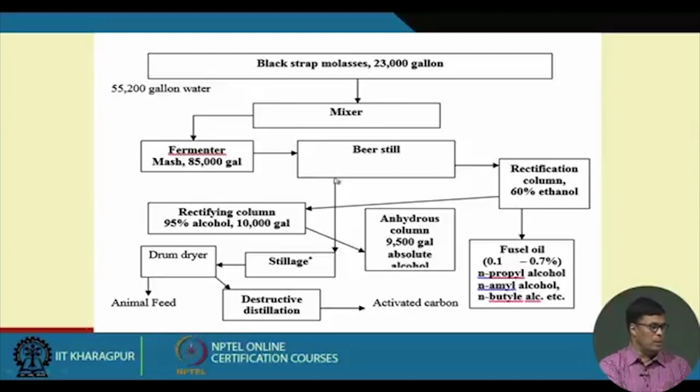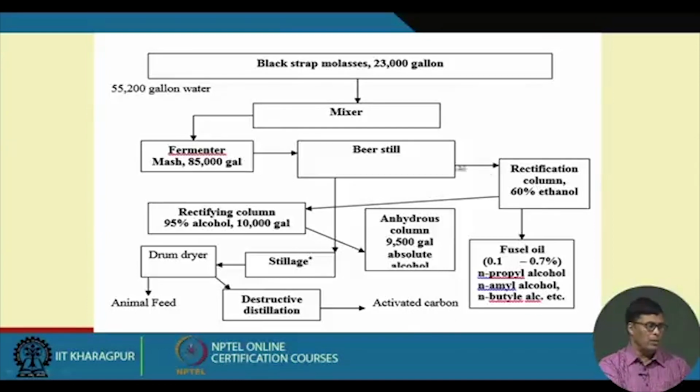Now in the beer still, after the distillation of alcohol, whatever is left we call stillage. You can drum dry it and use it as animal feed, or when it undergoes the destructive distillation process, it produces activated carbon. Now I was talking about the fusel oil.